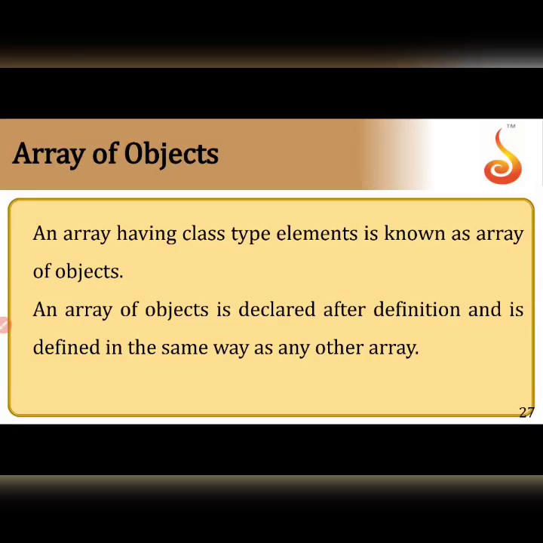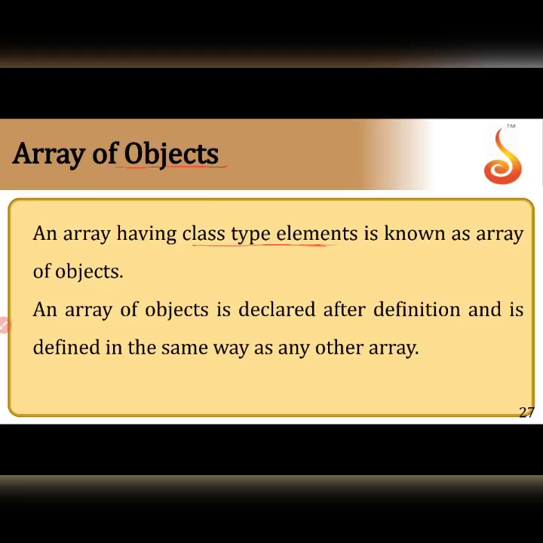Now we will do array of objects. So what is an array? It is a homogeneous set of elements, that is the collection of elements of the same type. Till now we did integer array, character array, which is nothing but a string, and float array. Now let us do array of objects, so an array having class type elements.